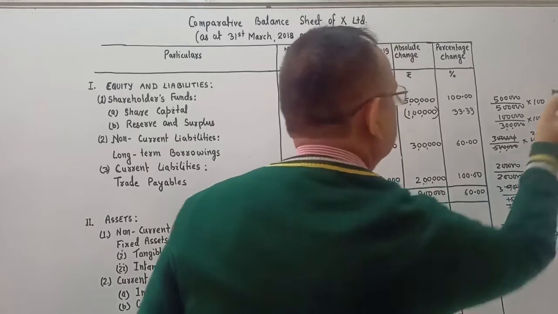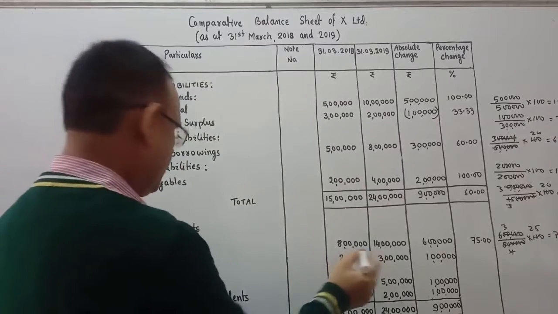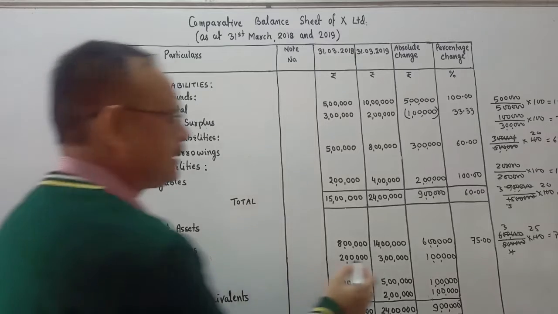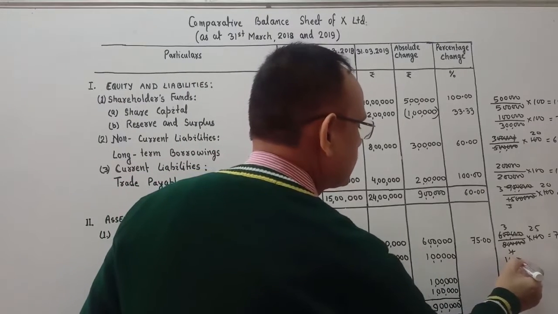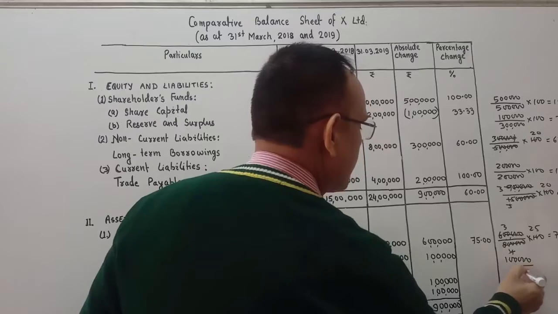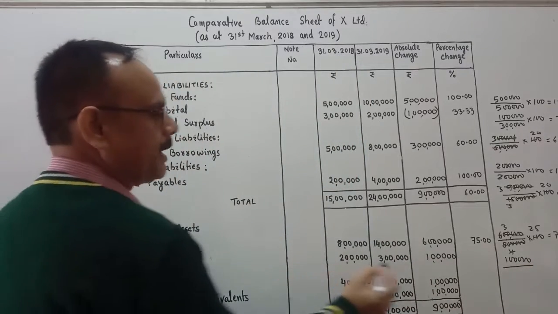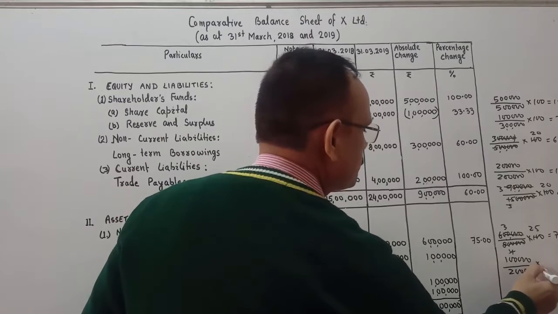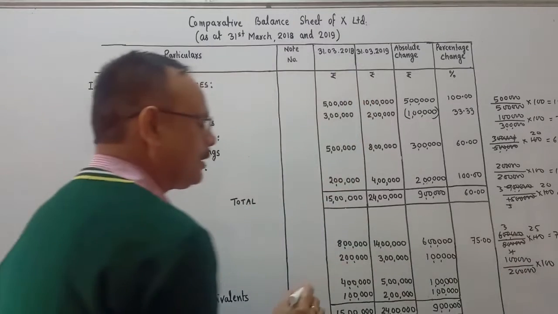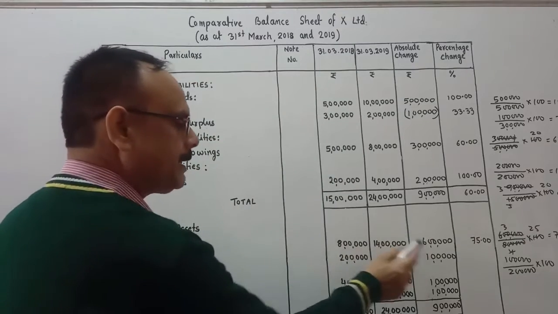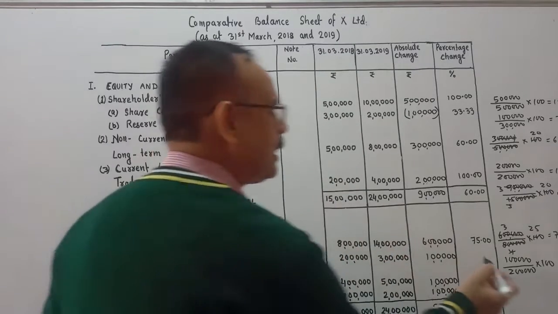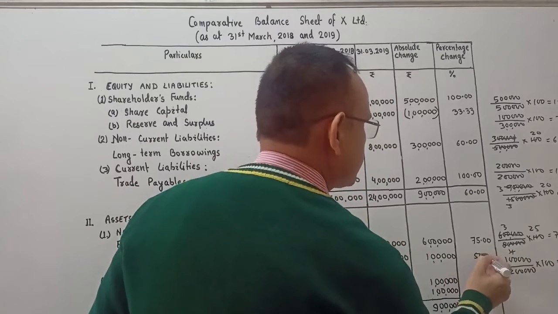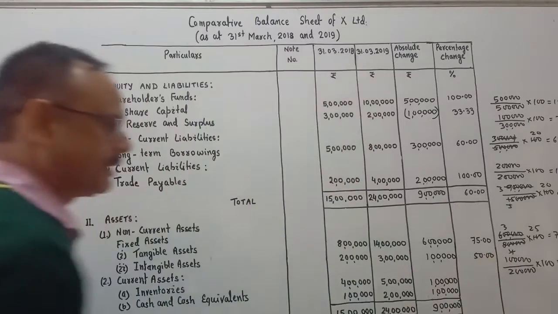is 100. Okay, here now we'll calculate for intangible assets. Intangible assets, absolute change is 1 lakh divided by previous year figure is 2 lakhs. So 1 lakh upon previous year figure into 100. Absolute change upon previous year figure into 100. So it is 50%.